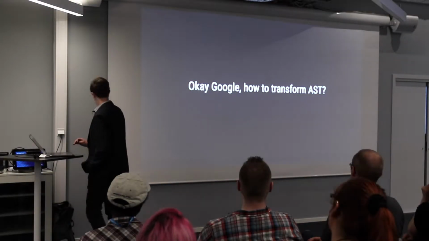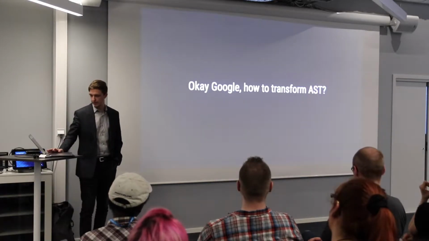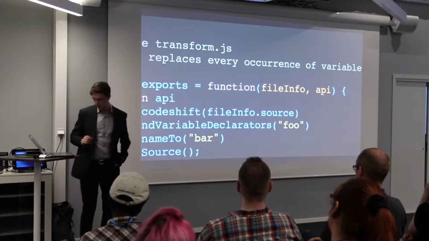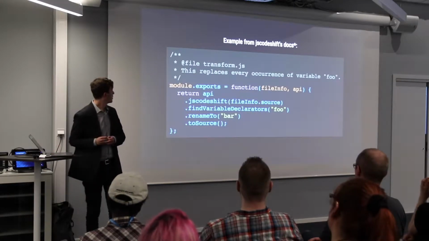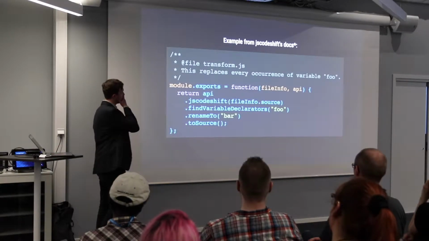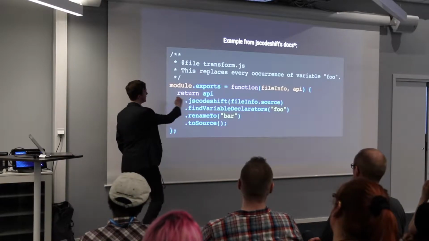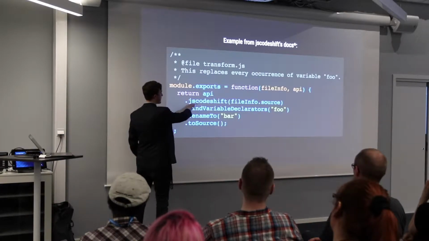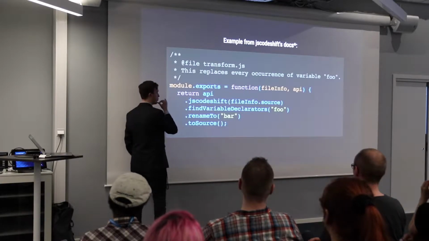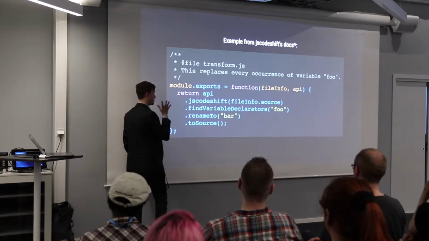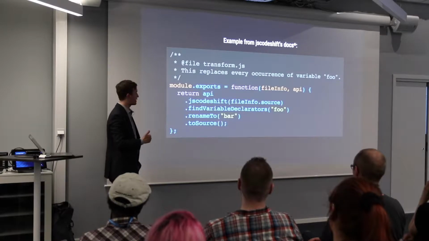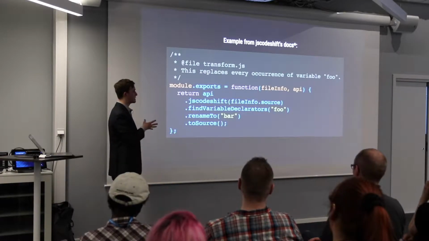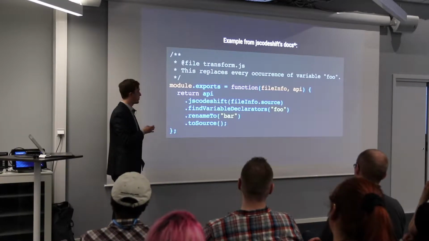Okay, how can we actually transform an AST? Example from documentation. Good. So let's look at this. We have some API, right? We are passing in the source of the file. We then call some methods on it, and we just return the source. We are returning a bare string out of it. So that's the minimal transformation for you.